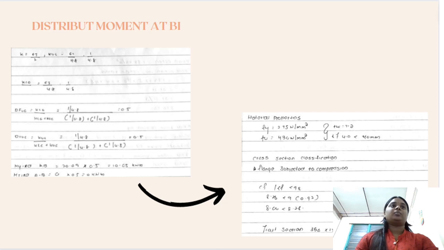The material properties: fy is 275 Newton and fu is 430 Newton. The cross-section classification for flange subject to compression: c/tf, ε, 9 times 0.92 is 8.28. So the section is 356 times 171 times 45 UKB.